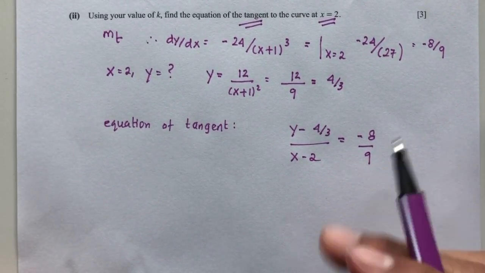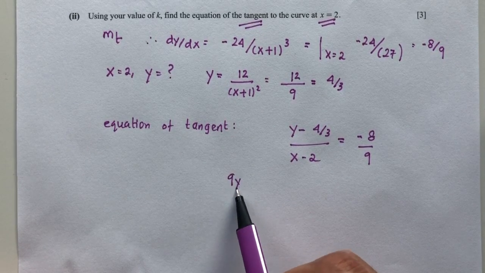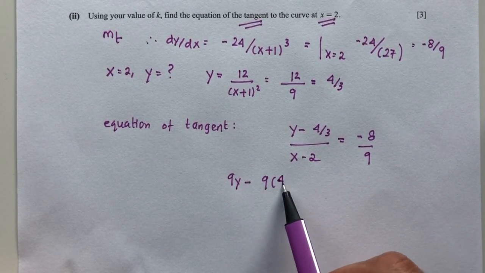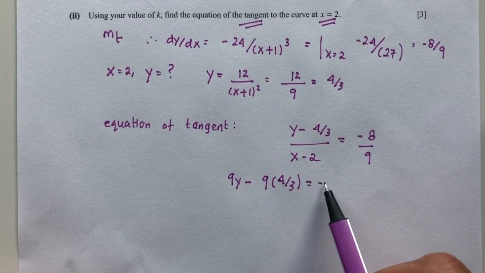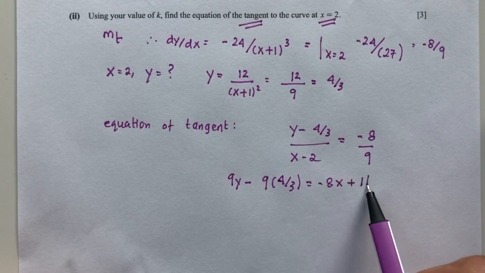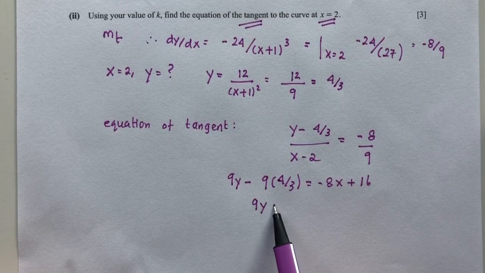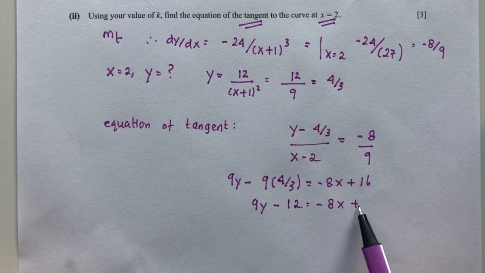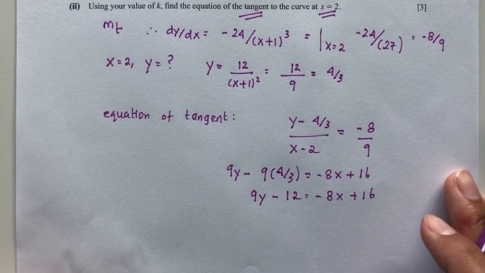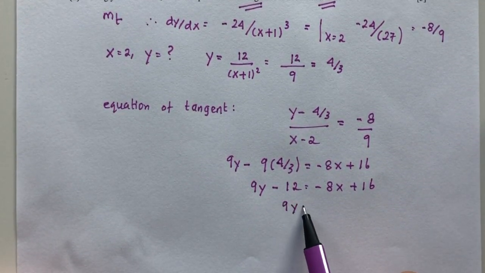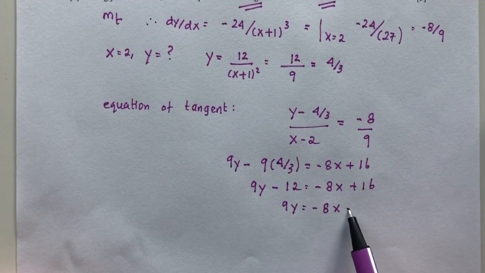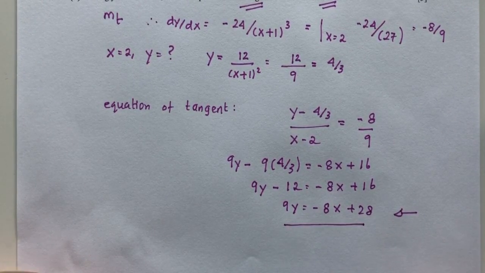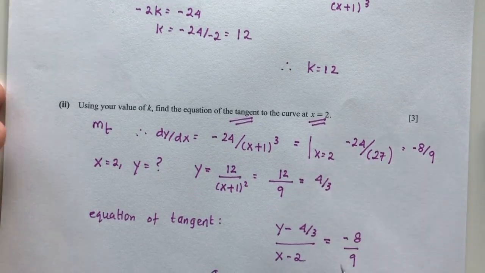Now we can just cross multiply. You will have 9y minus 9 times 4 over 3 equal to minus 8x plus 16. That will be 9y minus 12 equal to minus 8x plus 16. That will be 9y equals minus 8x plus 28. So this will be the equation of the tangent at the point where x equal to 2.